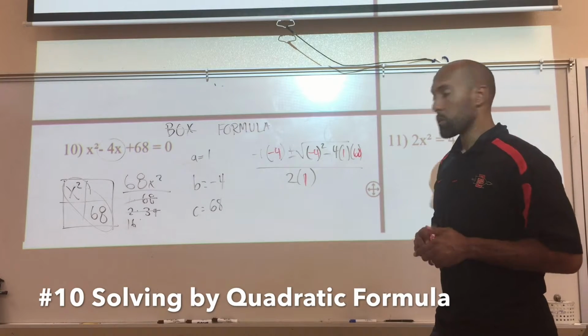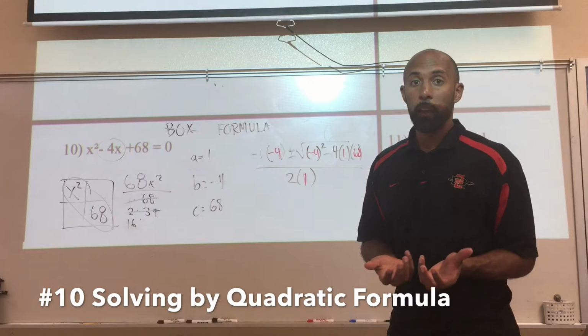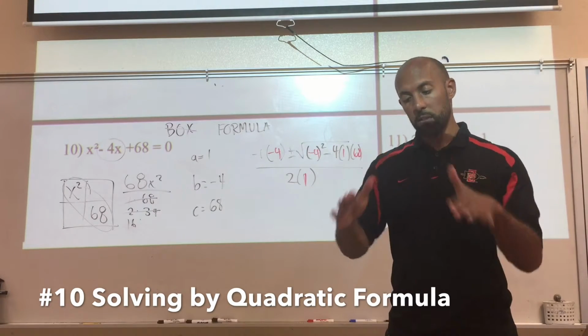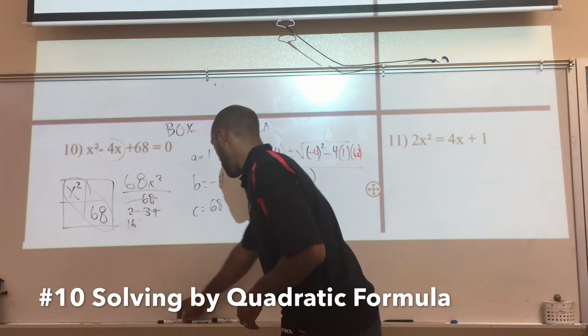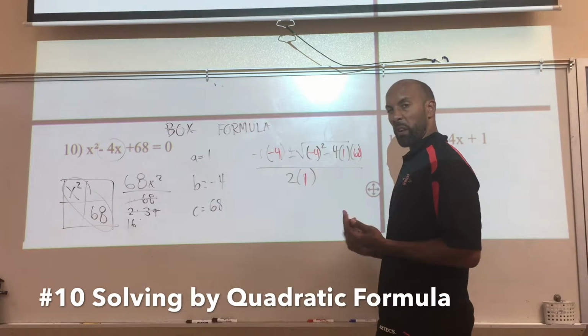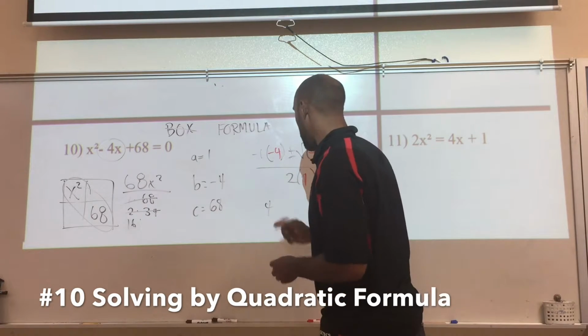Now let's work it out. What I could do is just plug this in the calculator. And if you want to know how to work out every step, then go to number 2. But let's go ahead and work it out. All right, so now let's do negative 1 times negative 4. It's going to be positive 4.